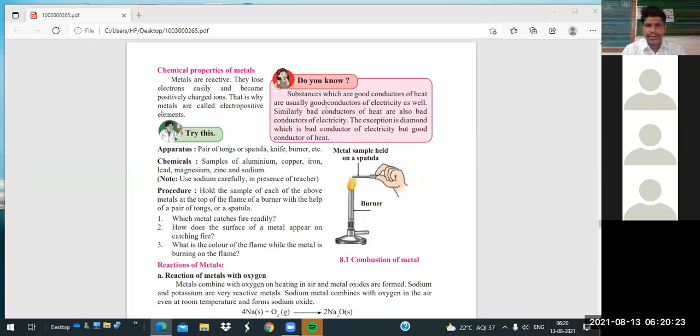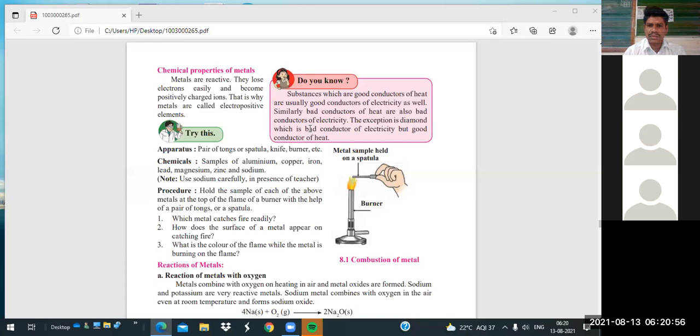We have learned about good conductors of electricity. Those substances through which electricity passes easily are called good conductors. And the exception is diamond, which is a bad conductor of electricity but a good conductor of heat. Always remember this. What is the reason behind that? Can you tell me what is the reason?